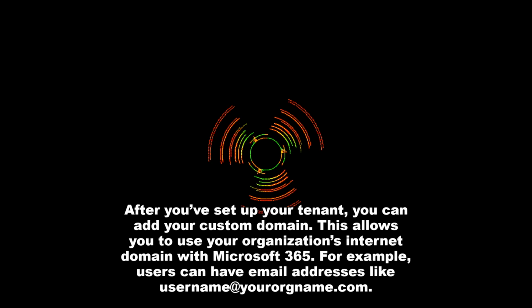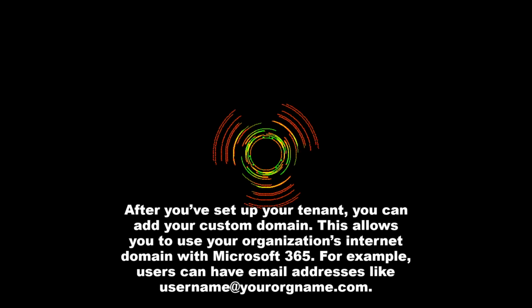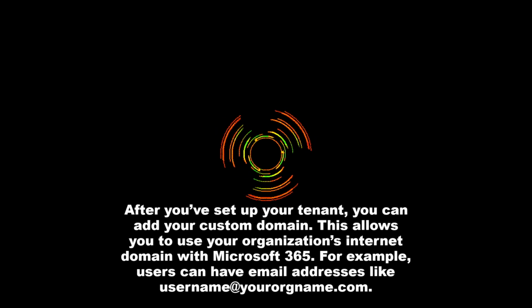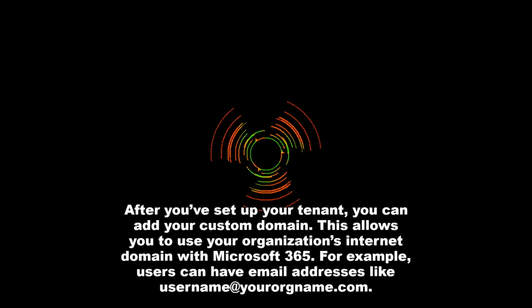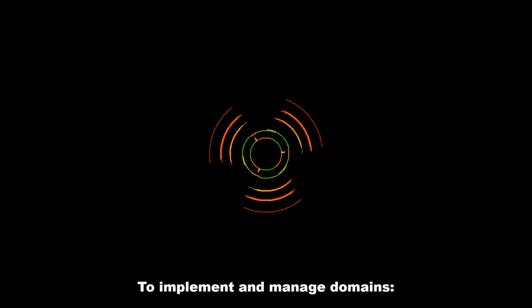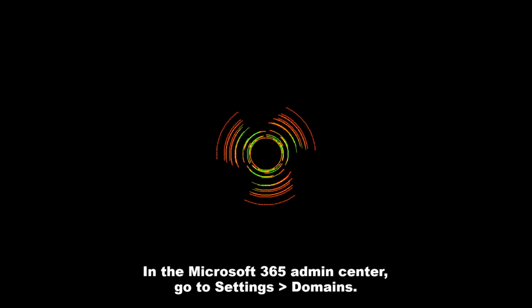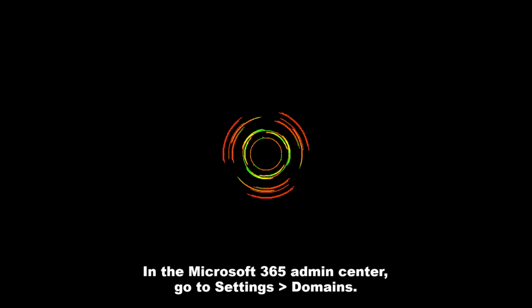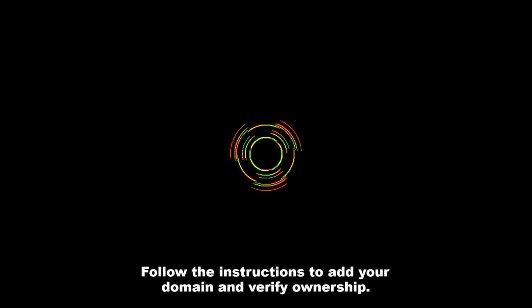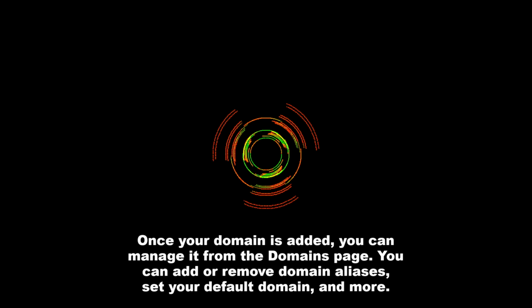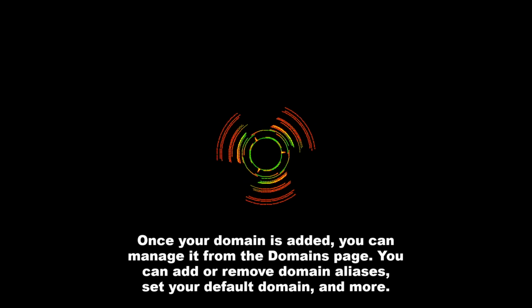Implementing and managing domains. After you've set up your tenant, you can add your custom domain. This allows you to use your organization's internet domain with Microsoft 365. For example, users can have email addresses like username@yourname.com. To implement and manage domains, in the Microsoft 365 Admin Center, go to Settings, Domains. Follow the instructions to add your domain and verify ownership. Once your domain is added, you can manage it from the Domains page. You can add or remove domain aliases, set your default domain, and more.